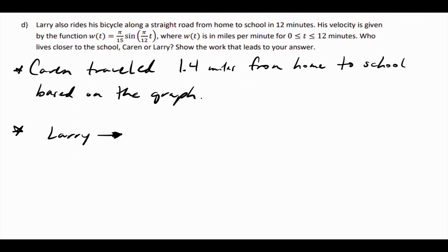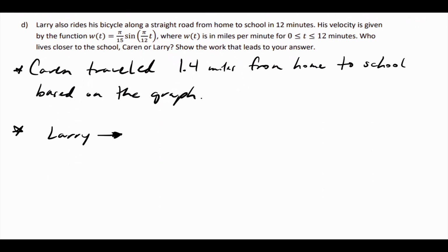So if I add the area under the curve for Karen, it's 1.4 miles. So that's how far it is from her house to school, based on the graph, starting at 5, because that's when she leaves her house for the second time.